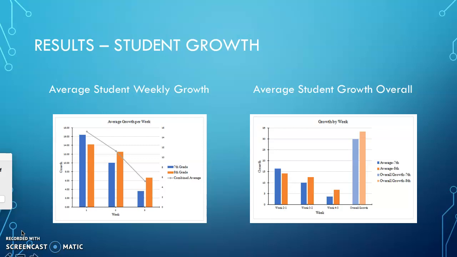This explains the decrease in growth over time, but still supports the success of the intervention program as students are closing learning gaps. The graph on the right demonstrates the overall points of growth for all students throughout the 30-day trial. 7th grade students grew by 30 points, and 8th grade students grew by 33 points.